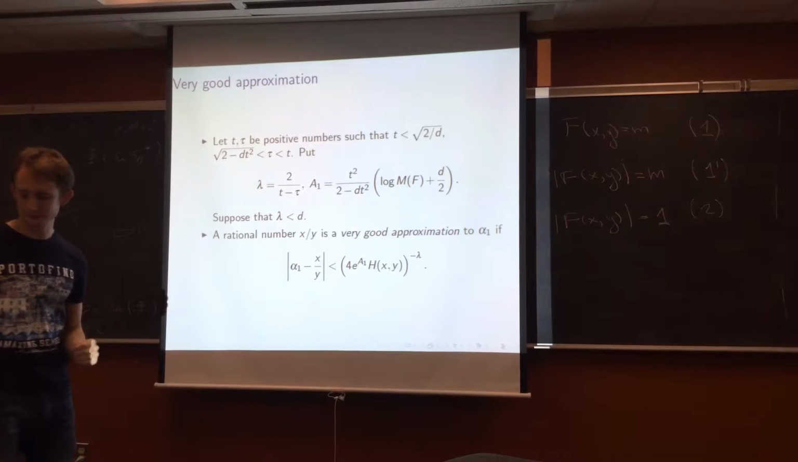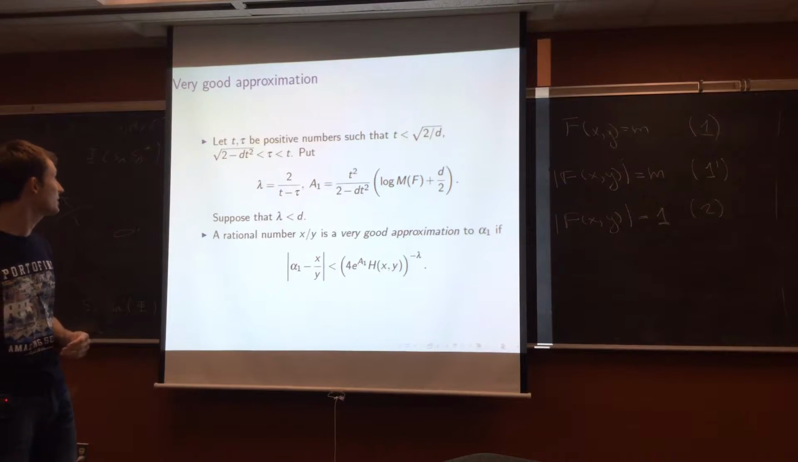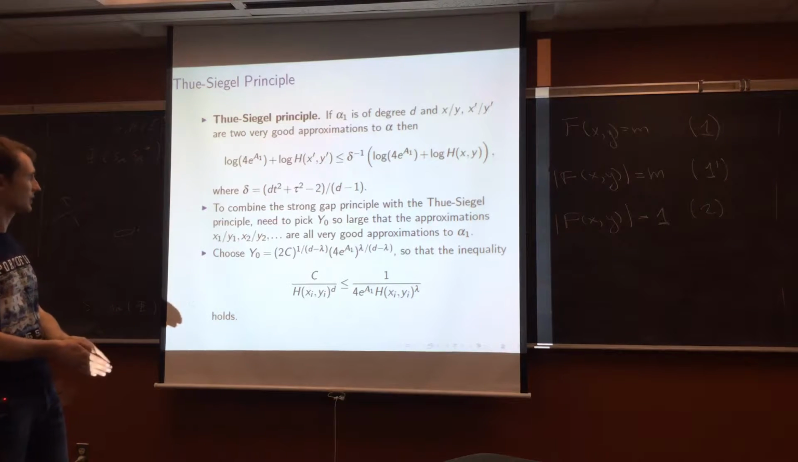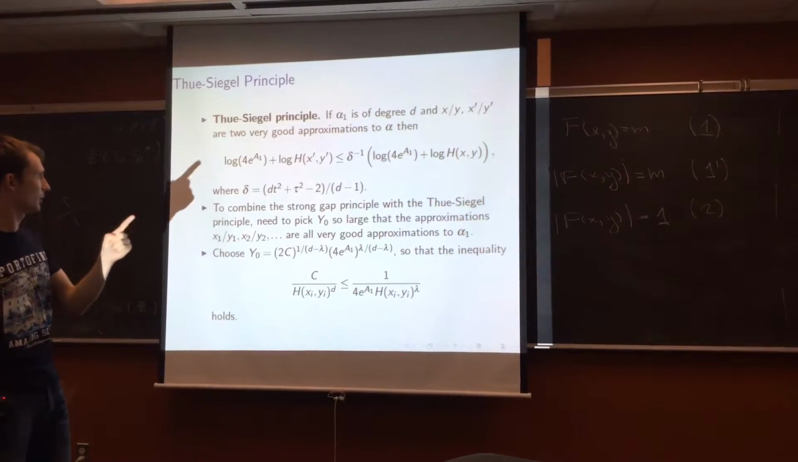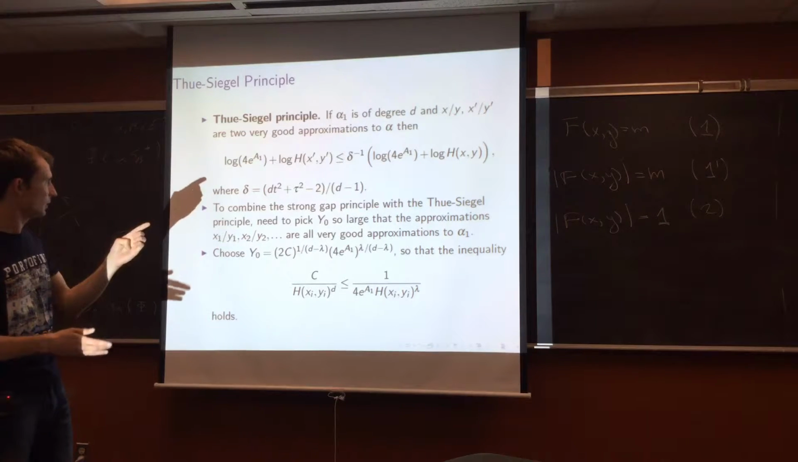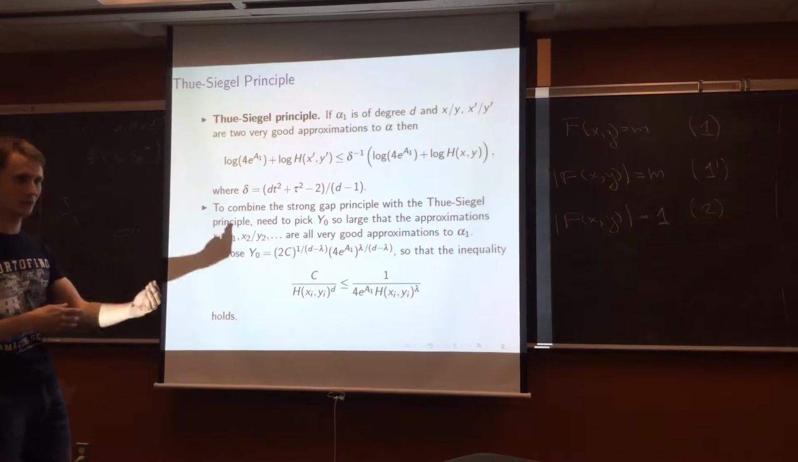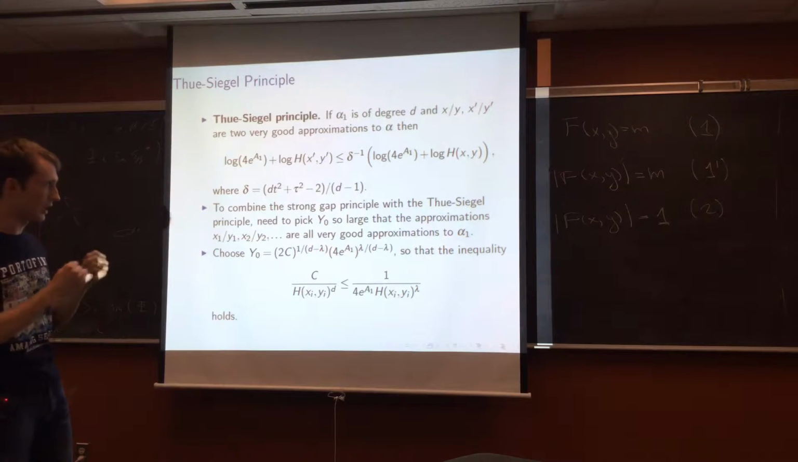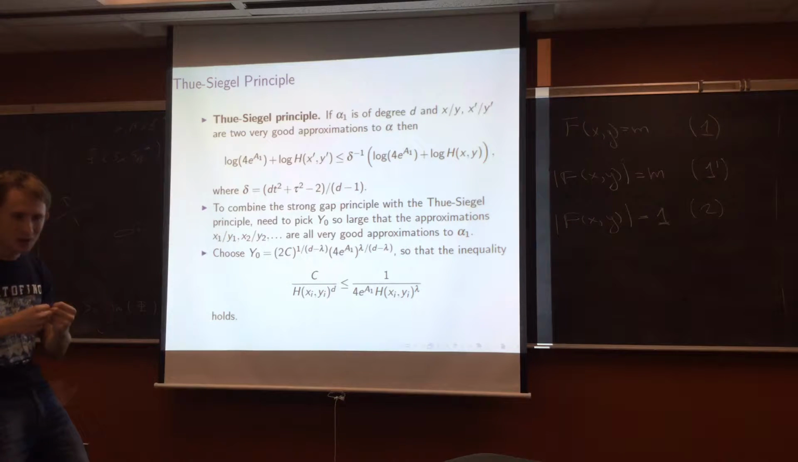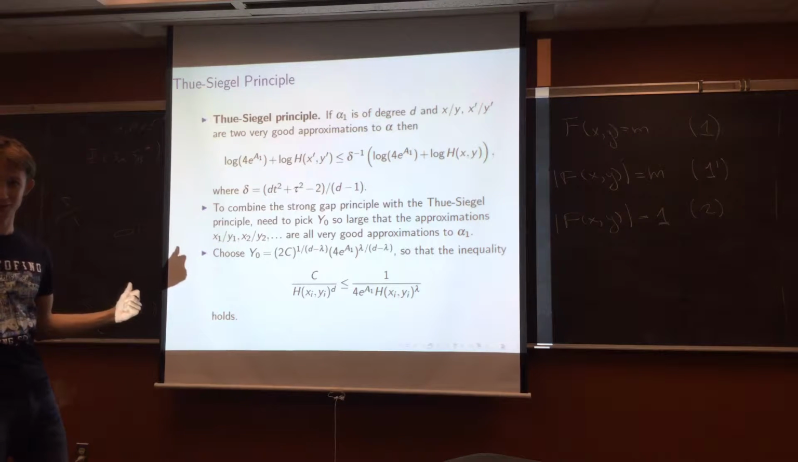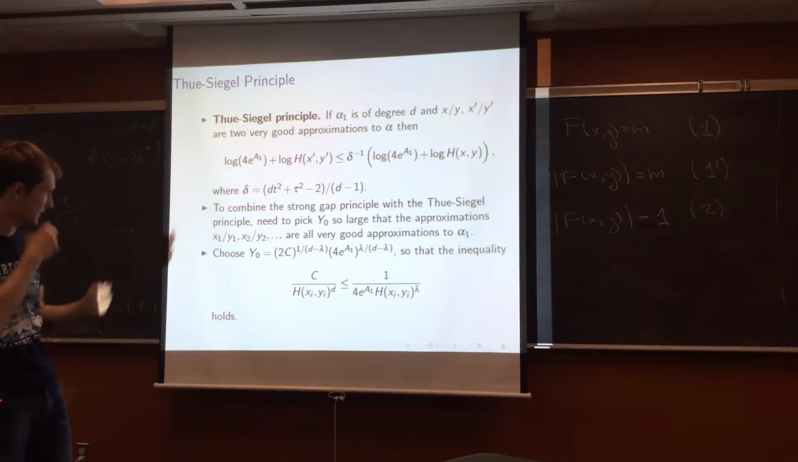Okay, and now here's the Thue-Siegel principle. It tells us that if there are two very good approximations, then the following inequality holds. Okay, and in fact, this inequality is precisely the key of obtaining the upper bound. It tells us that any two solutions are far apart in the sense of a strong gap principle, but they also cannot be super far apart from each other. And that's what this thing tells us.